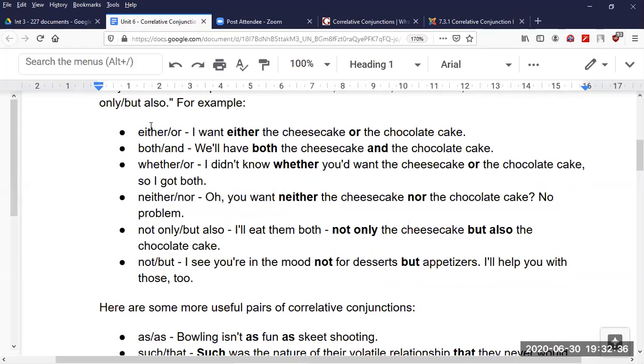So there's either or. I said that we have a choice. We have two things, this one or this one. So I want either the cheesecake or the chocolate cake. So I want cheesecake or I want chocolate cake.